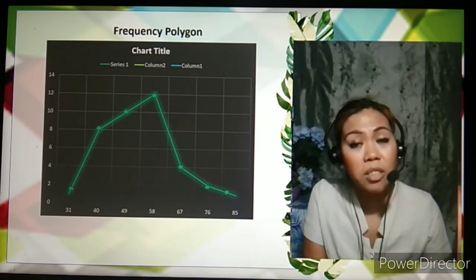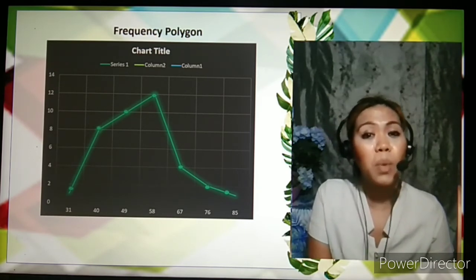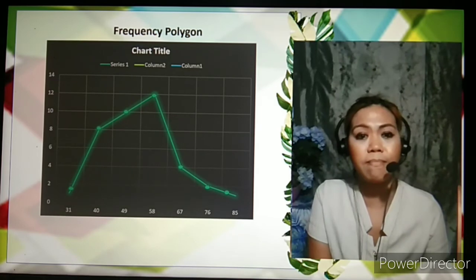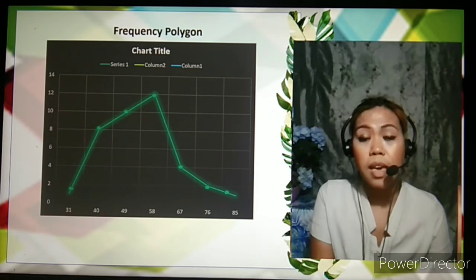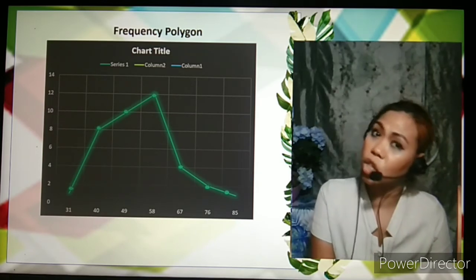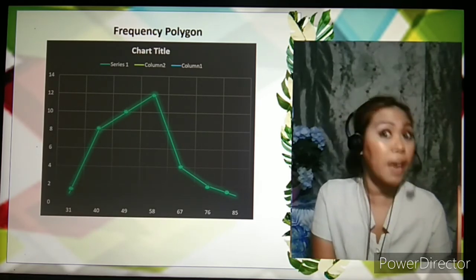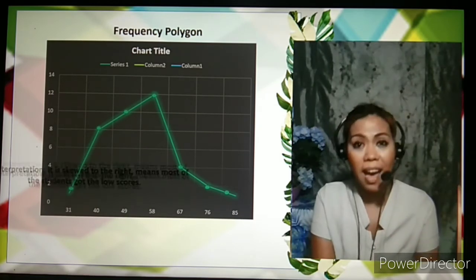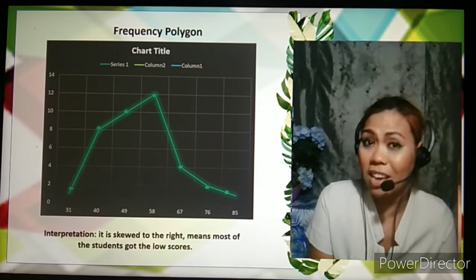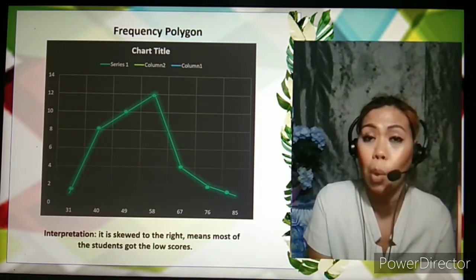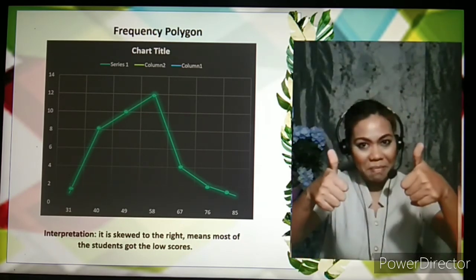Okay, so now we're going to interpret the data by reading what's in the frequency polygon. So, guys, what is its skewness? Is it skewed to the left or skewed to the right? So it is skewed to the right. And if it's skewed to the right, it means that most of the students or respondents got low scores. Did you get it now? Very good.